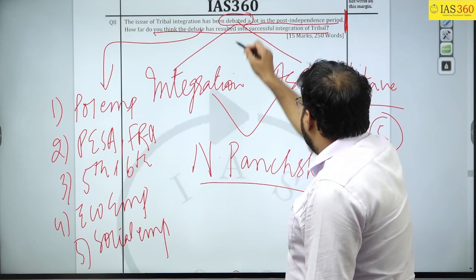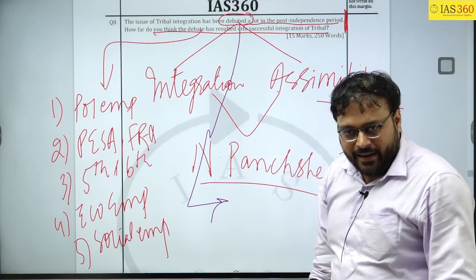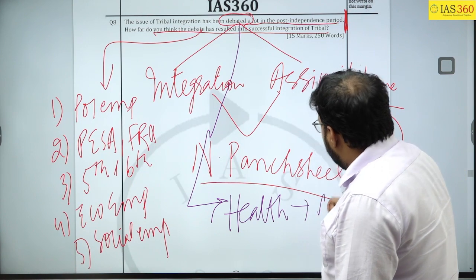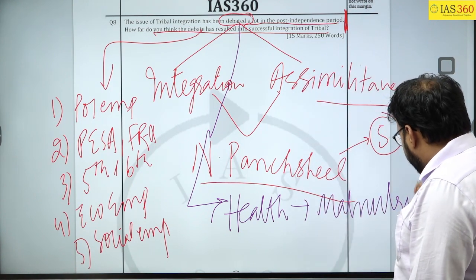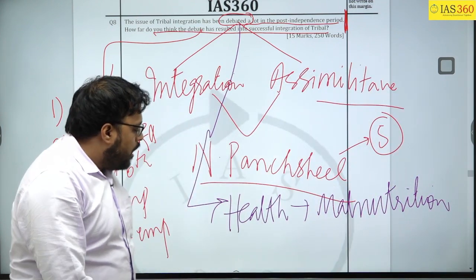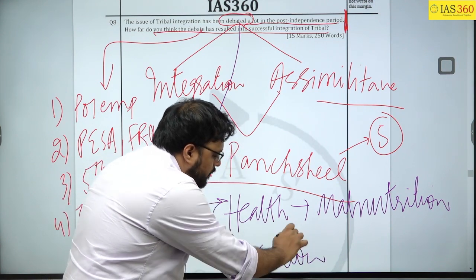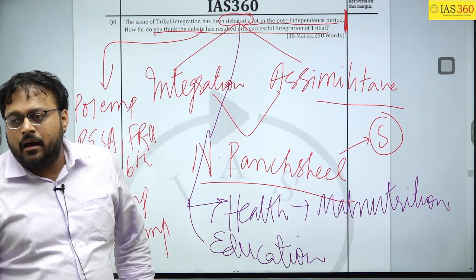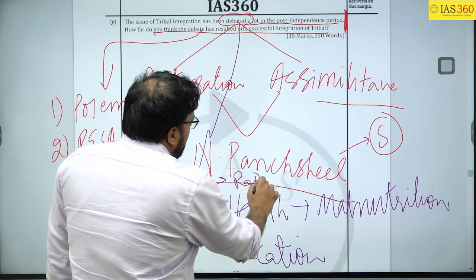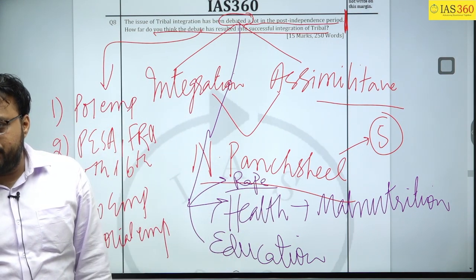No. You will have to talk about the second part also. No, this is the positive part. Second part, there is a problem in health because malnutrition is high amongst the tribals. Education, you will talk about: yes, the gross enrollment ratio of India is approximately 100%, but the drop rate is high among the tribals. Then you will talk about rape, violence, which is high among the ST community.